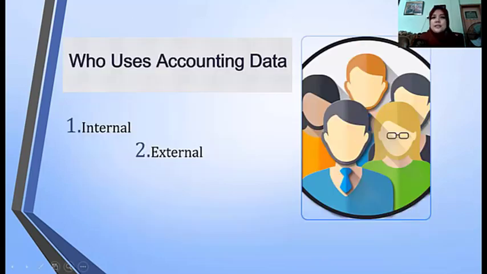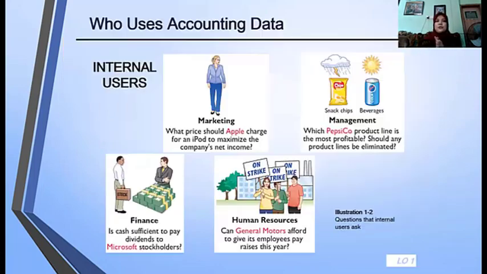Who uses the accounting data? This is where we talk about the users. There are two kinds of users, internal and external. We call them internal because they are part of the company, part of the management. We call them external because they come from the outside. Internal users include marketing, management, human resources, and finance. These are all the departments in a company that need accounting data.